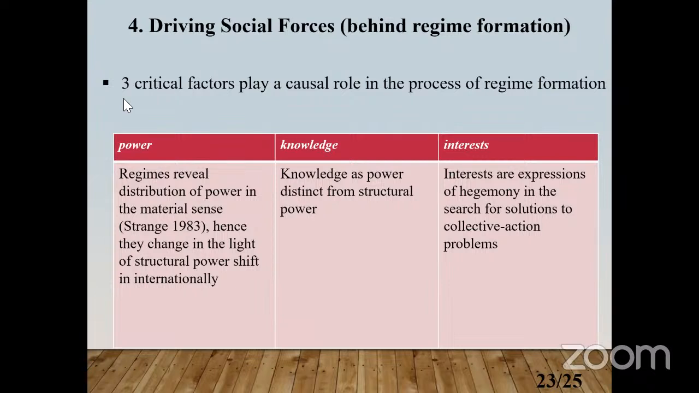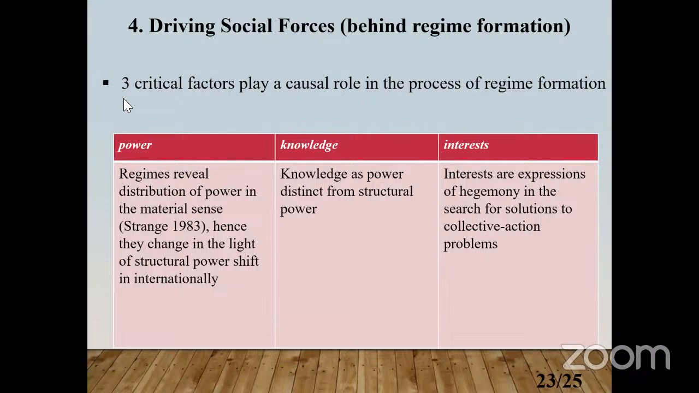Whoever has the knowledge, whoever invests in knowledge, in technology, will control the world. Whoever invests in knowledge creation, we're talking about the world becoming really a knowledge-based economy, whatever it is. Whoever invests in knowledge will actually control the world. Therefore, knowledge is yet another powerful critical factor that is behind regime formation.